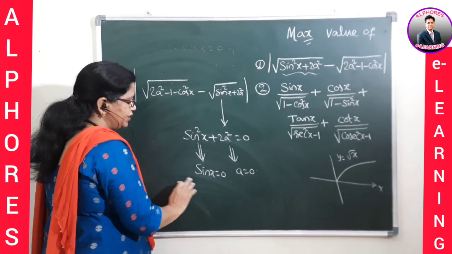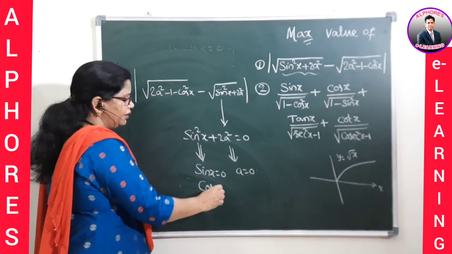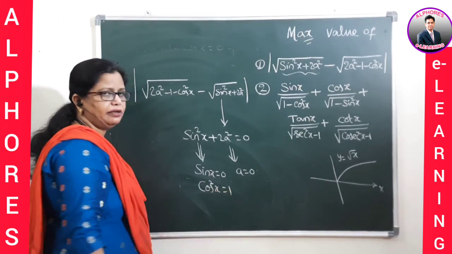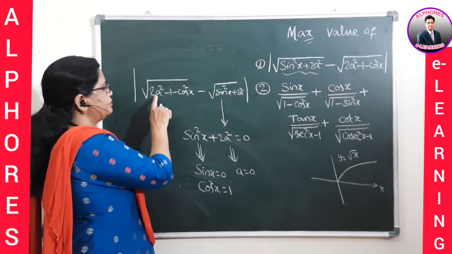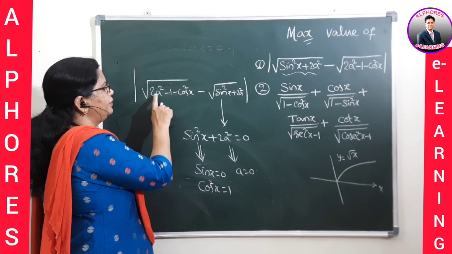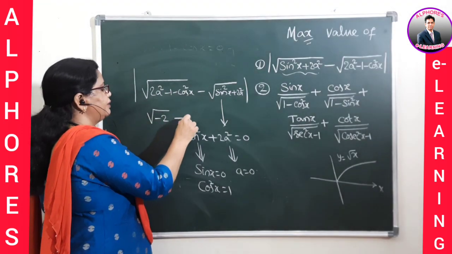When sin x is 0, what is the cos x value? It is plus or minus 1. Or else the cos square x value is 1. Understand? So cos square x is 1, a is 0. And if I substitute those values, a is 0, cos square x is 1, then you are getting root of minus 2 minus 0.